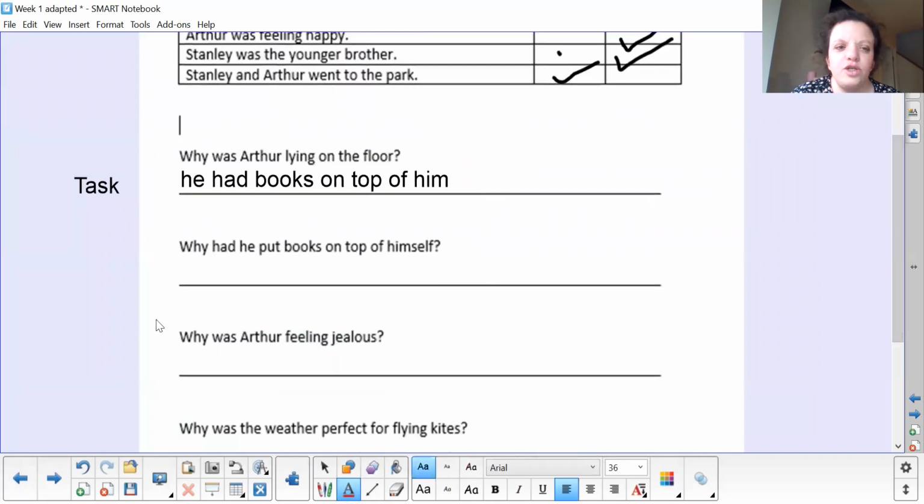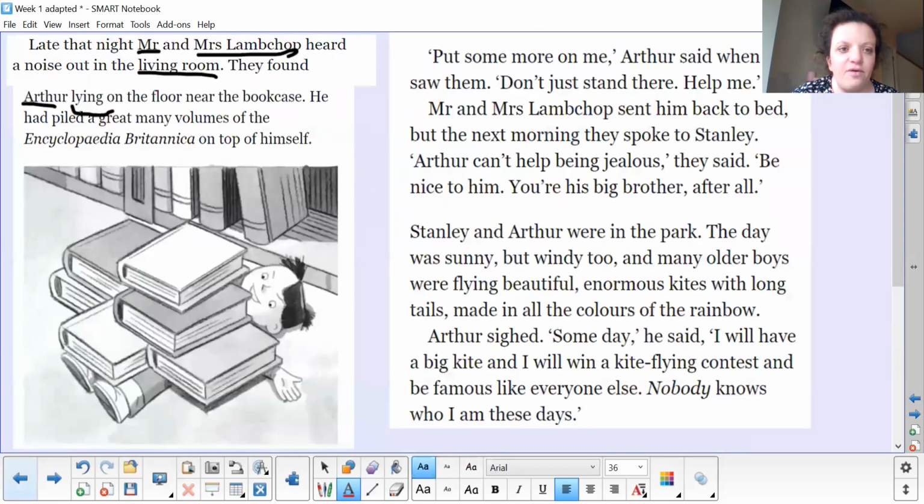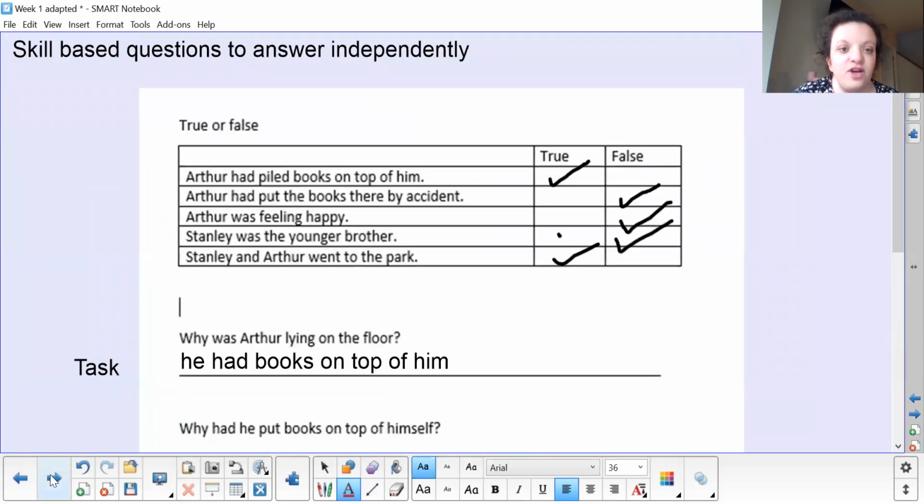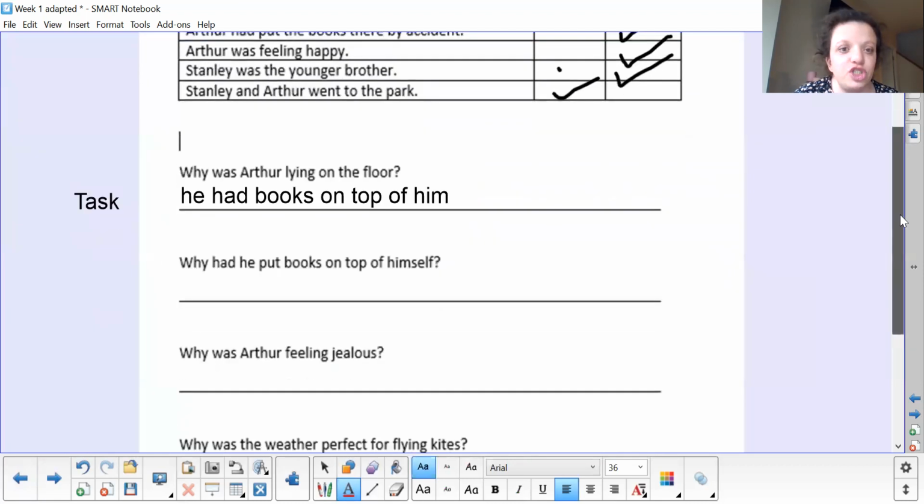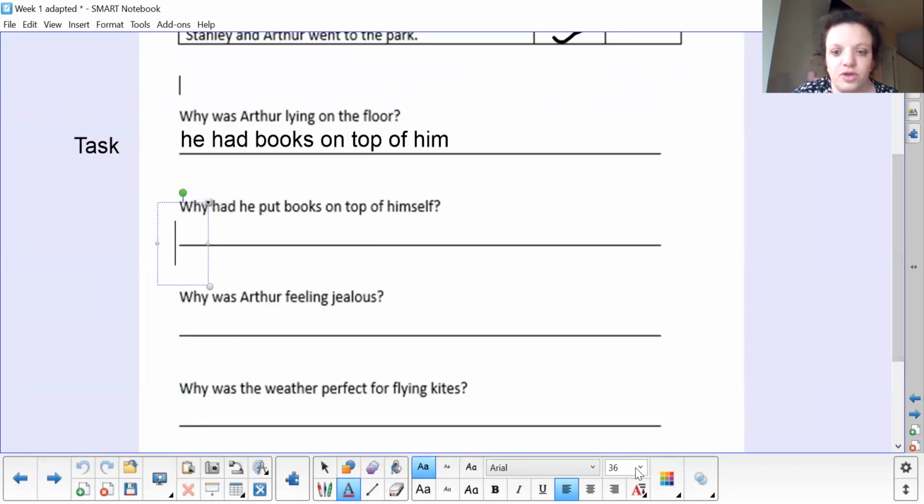Next one, why do you think he had put the books on top of himself? Have a little read. Why did he do that? Or why do you think he did that, using the clues to help you about how he was feeling and stuff like that? Pause. Okay, and the reason he had put the books on himself was to make him flat. He wanted to be like Stanley. He was jealous of Stanley. So he put the books on himself to make him flat.